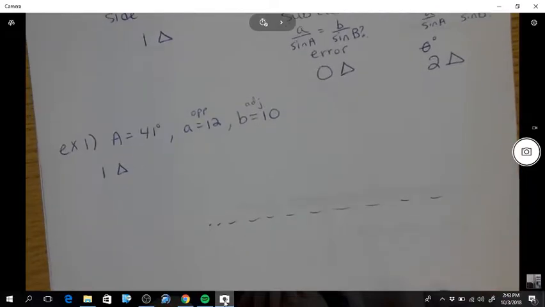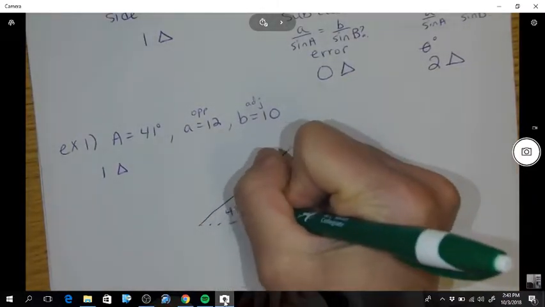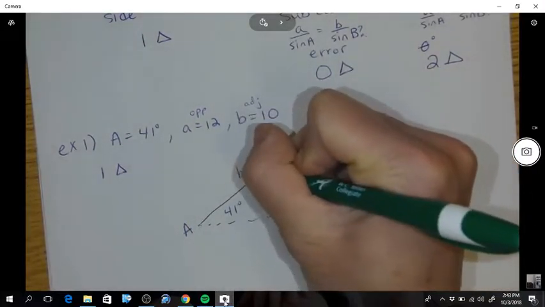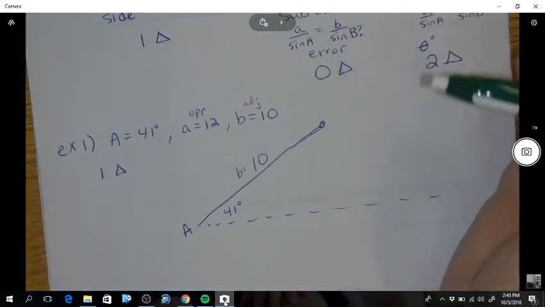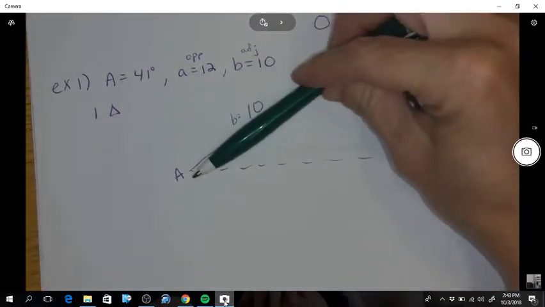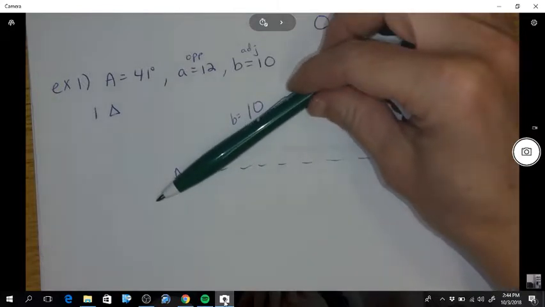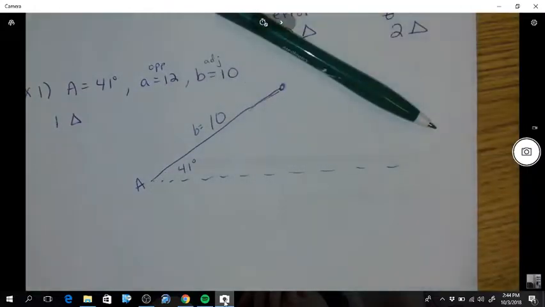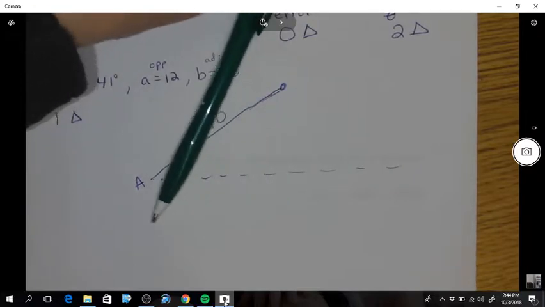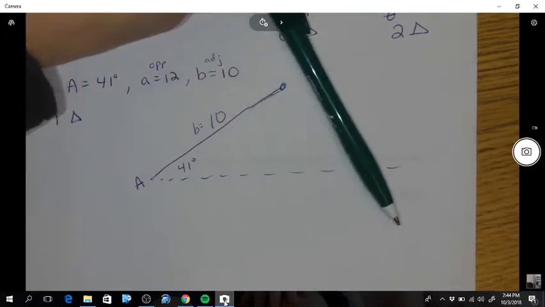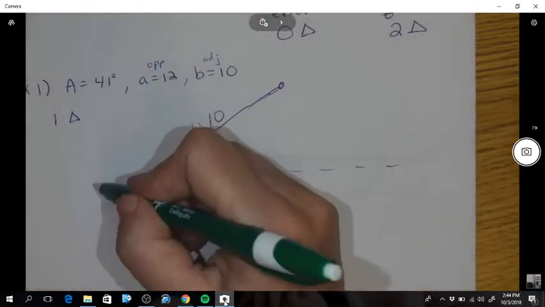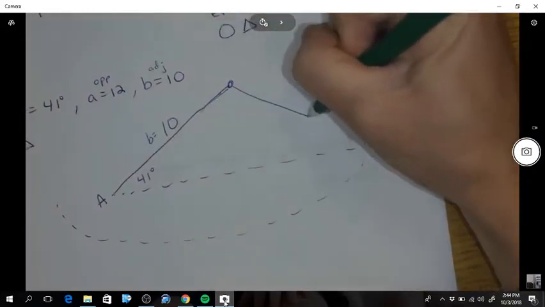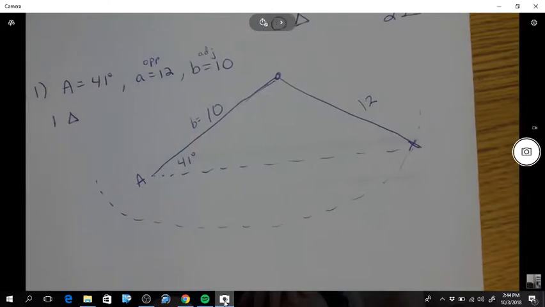Here's an unknown side, 41 degrees. The adjacent side to A is 10. Pretend my pencil is a length of 10. 12 would be longer. Now, if I swing 12 around, can you see that it's only ever going to swing and touch once? Does that make sense? So there was only 1 possibility.